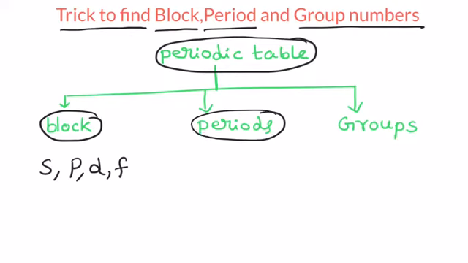And 7 periods are there. How many periods are there? 7 periods are there and 18 groups are there. Now I will discuss how to find block, period number and group number.